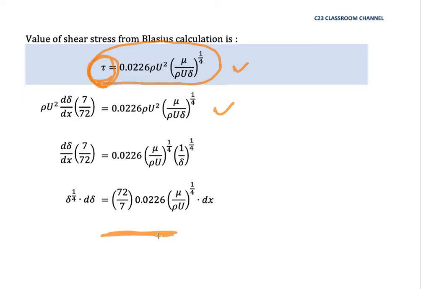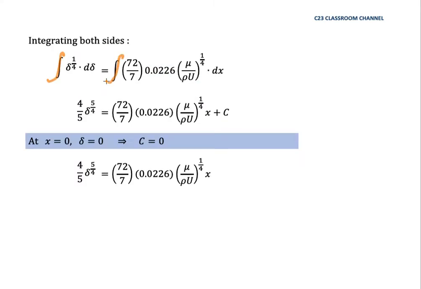The steps are similar to the laminar boundary layer. We bring all the terms of delta and d delta to the left side, and everything else to the right side. We integrate both terms, and then we get this one, and the constant of integration will appear. So we substitute the boundary condition. At x equal to 0, the boundary layer thickness does not yet occur, so the value of c here will equal 0. Then we will get this equation.